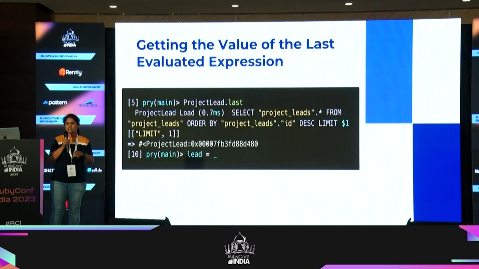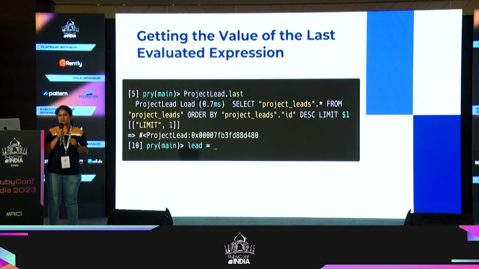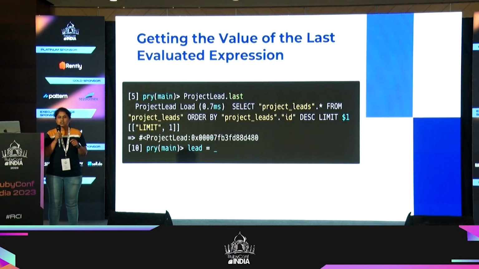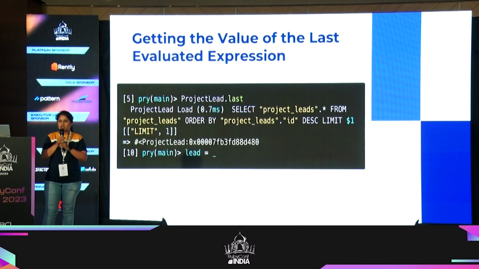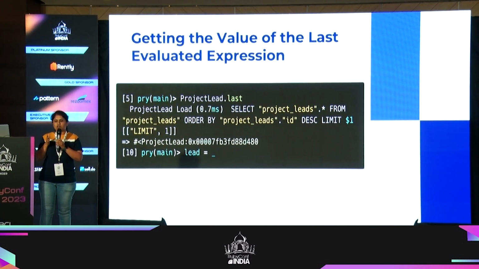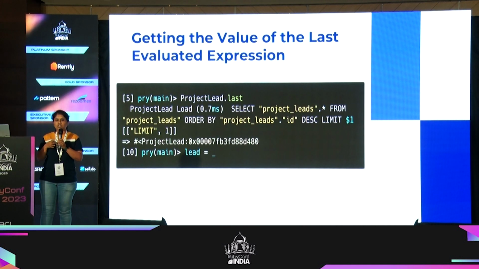The next trick is, lots of times we just run a query and forget to save its result in any variable. In that case, we can use the underscore variable provided by the Rails console, which automatically stores the value of the last evaluated expression, and you can just save the value of underscore in any variable and do further operations.